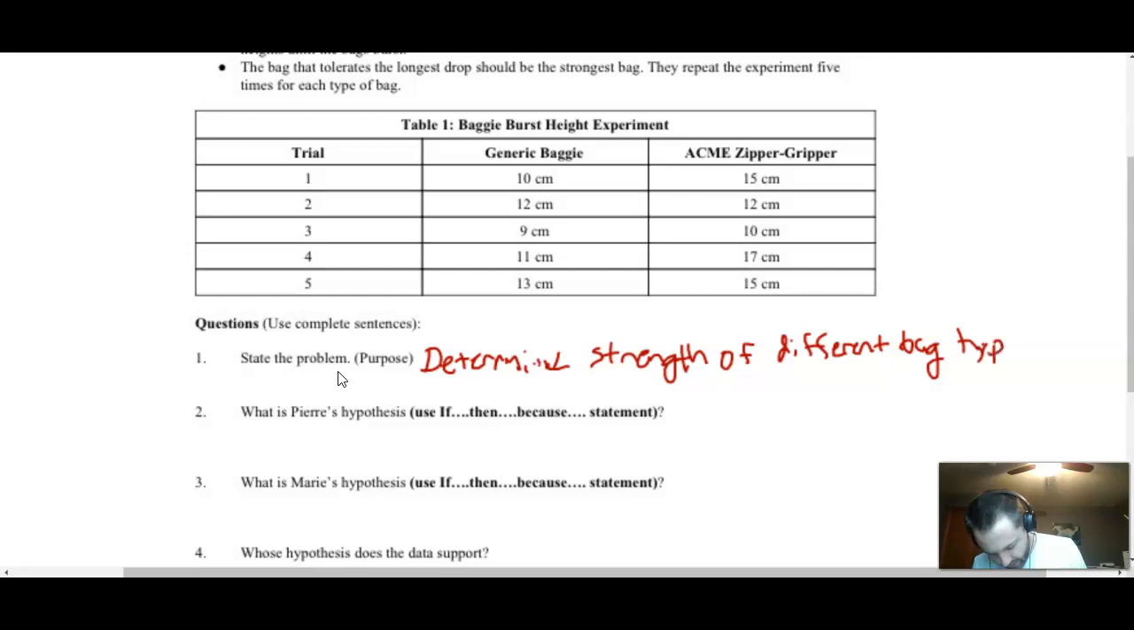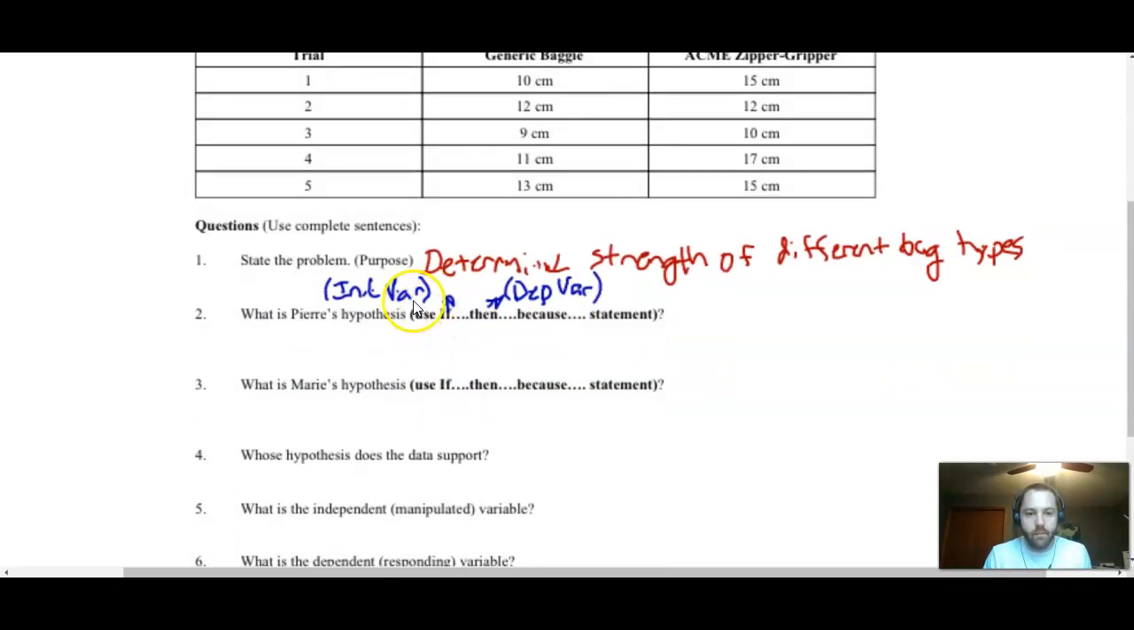So anytime we do this, I really need to reiterate that we do use these if, then, because statements. Please remember, I gave some notes yesterday in one of our other video lessons that your if statement should always relate to your independent variable. Your then statement should relate to your dependent variable. And then your because statement is whatever logical reason that you can give. So here would be an example of Pierre's hypothesis.